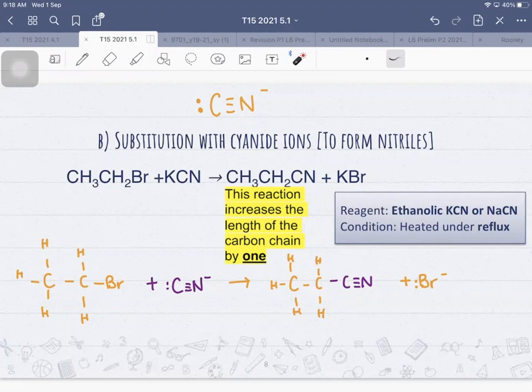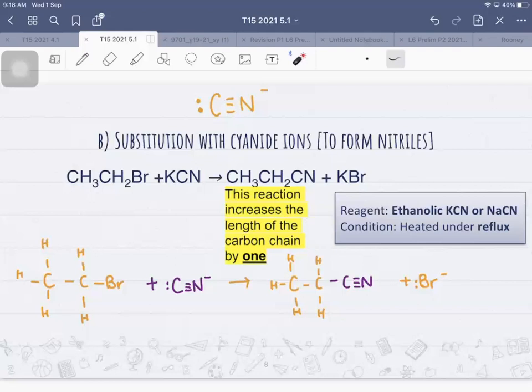The reagent for this reaction is, as I mentioned just now, you can either use potassium cyanide or sodium cyanide. When they ask you to write down the reagent, please always write down the complete formula, okay? Instead of just writing down cyanide ions, right? You have to write down the counter ion as well. In this case, it's potassium or sodium, just like your hydroxide ions. When we look at the reaction of substitution of halogenoalkanes with hydroxide ions, it comes in the form of either sodium hydroxide or potassium hydroxide.